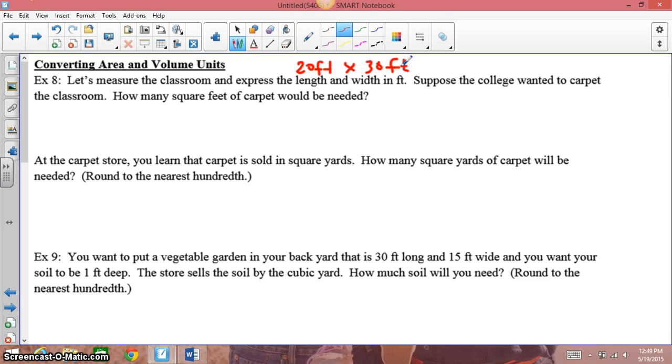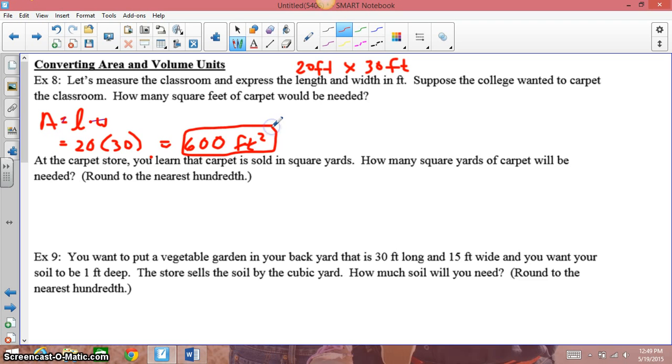So square feet, then we're talking about area. So it's just a simple multiplication here. Area equals length times width, like we saw a few minutes ago. So I'll just put in our length of 20 times our width of 30. 20 times 30 is going to give us 600. And like we talked about a few minutes ago, feet times feet is going to give you square feet. So there's your units. And that's your answer to the first part there.